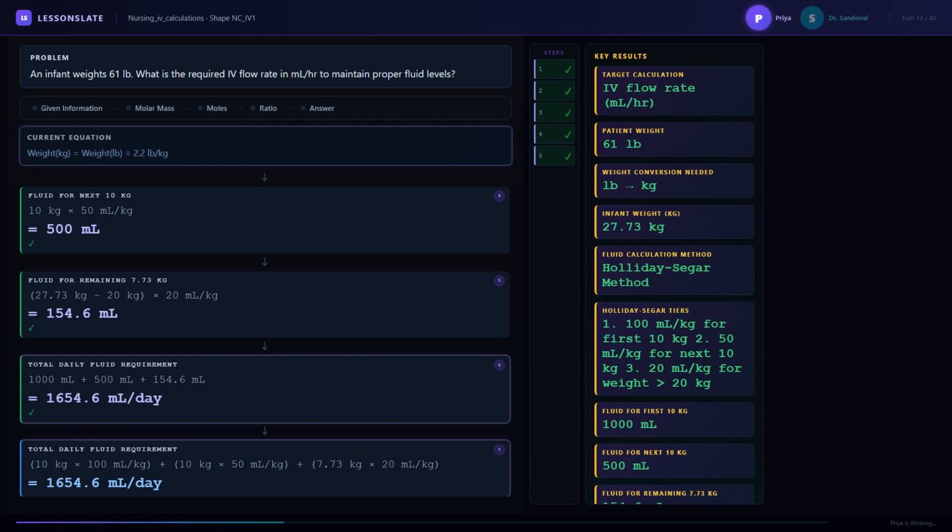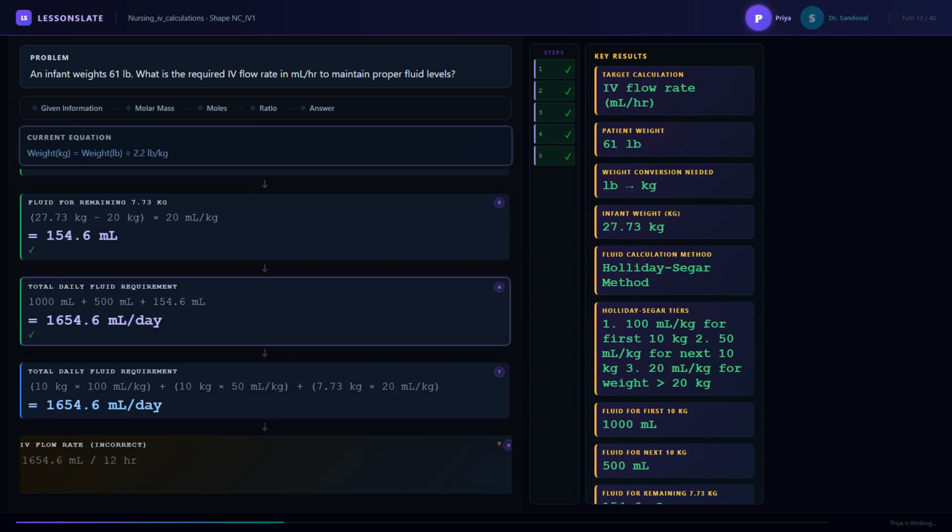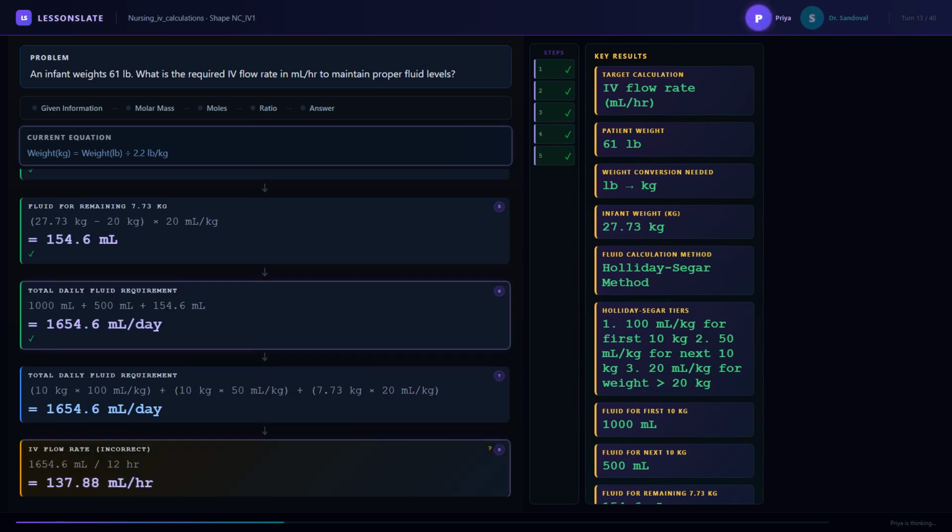Okay, so I have the total daily volume, 1,654.6 milliliters. To get the hourly rate, I need to divide that by the number of hours in a day. So 1,654.6 milliliters divided by 12 hours. That gives me 137.88 milliliters per hour. Does that sound right?